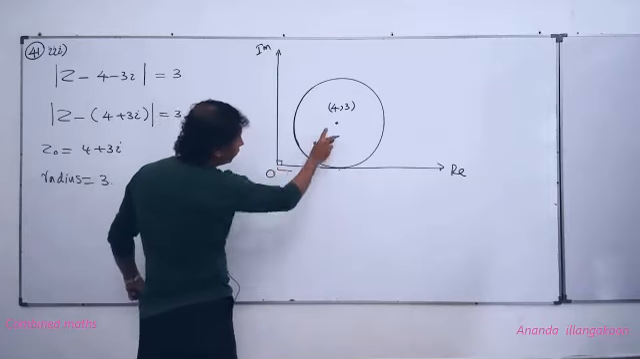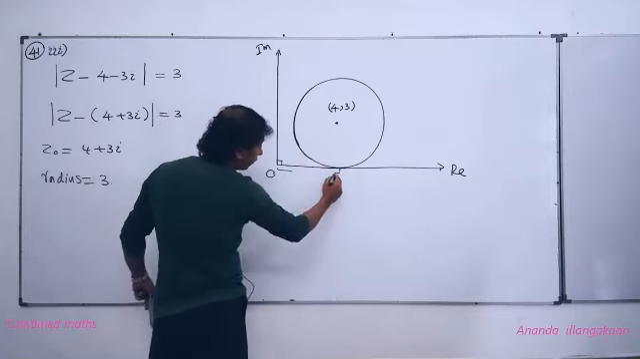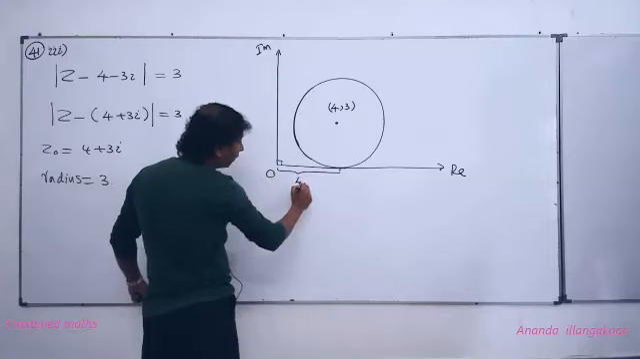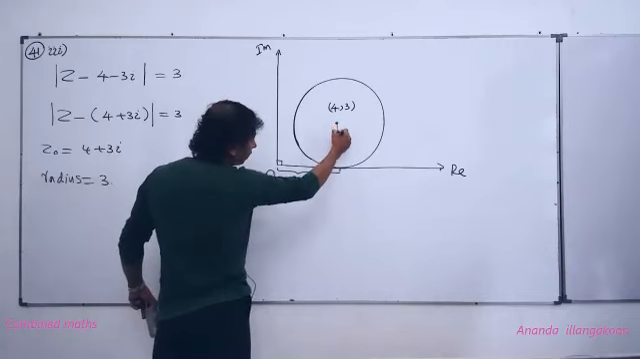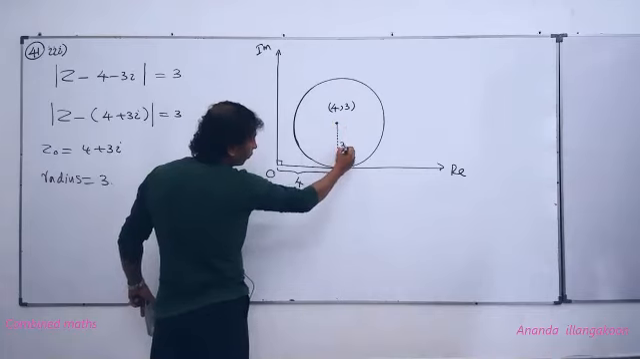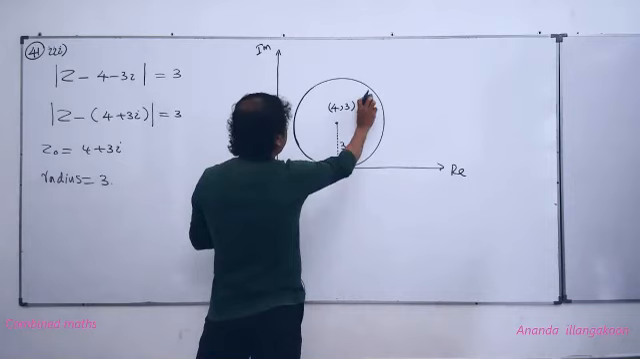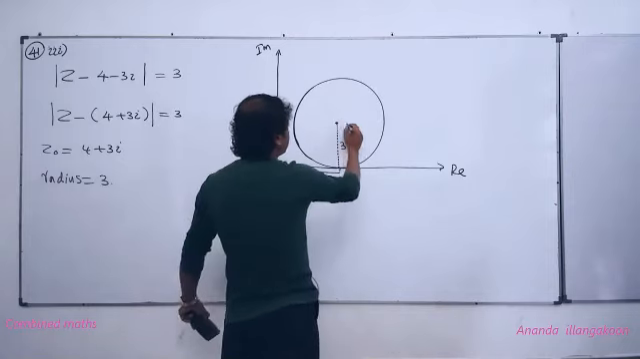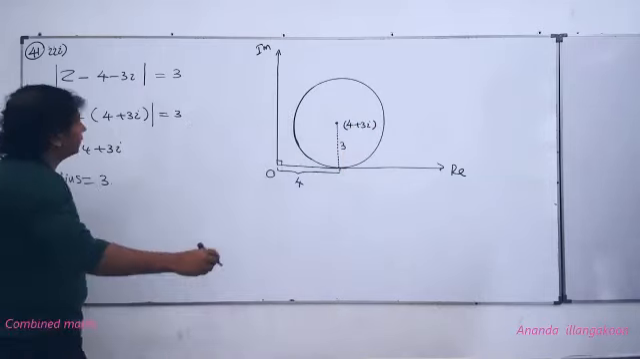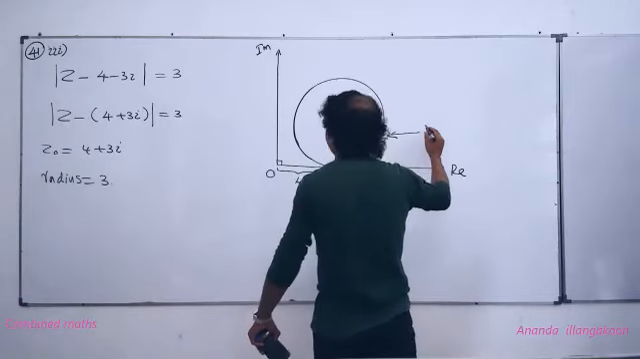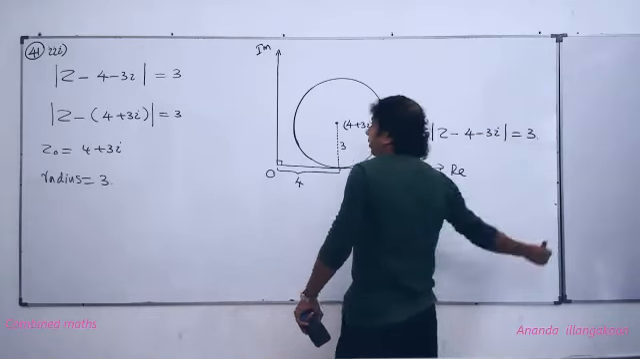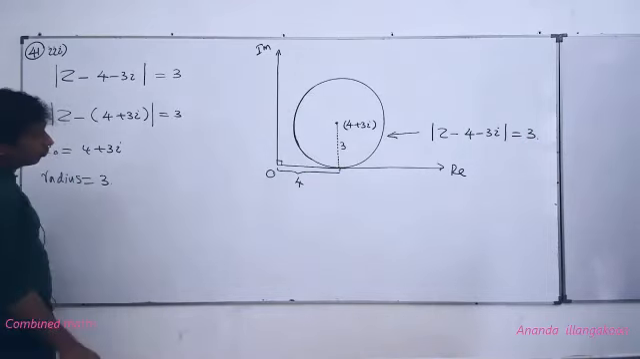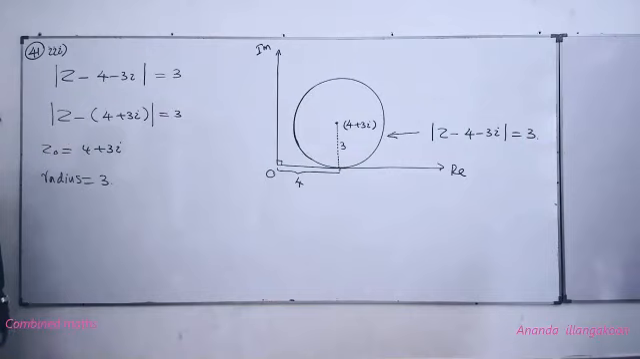This length is 4 units because the x coordinate of the center is 4, no? And the y coordinate is 3. Radius also 3. Therefore, this is 3, and the circle touches the real axis like this. The complex number here is 4 plus 3i. Now this is the circle. Radius is 3, center has the coordinates (4, 3).